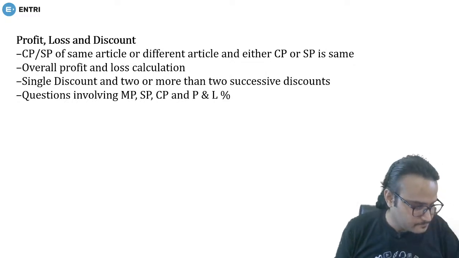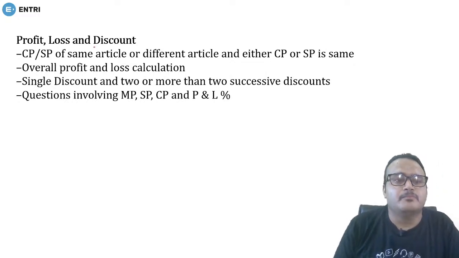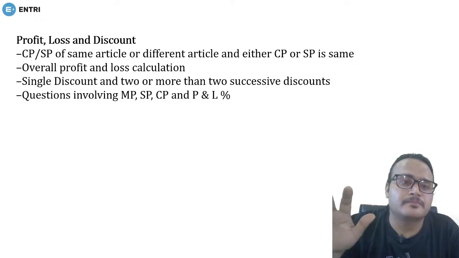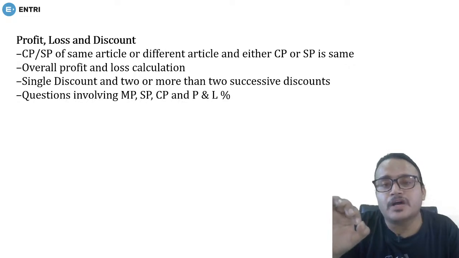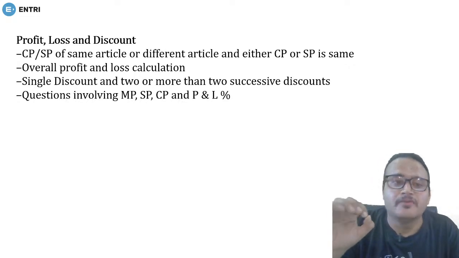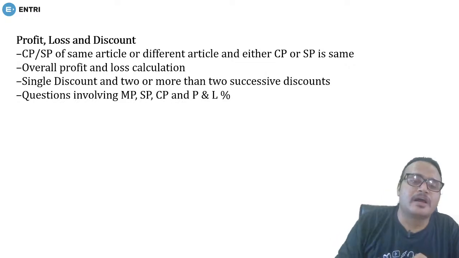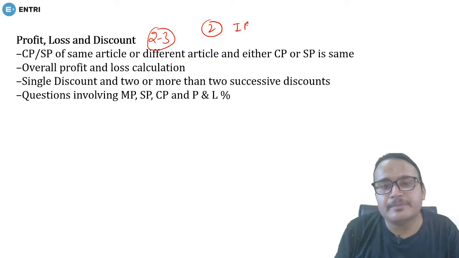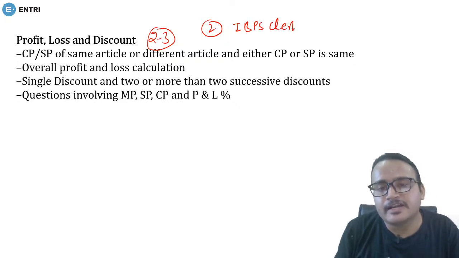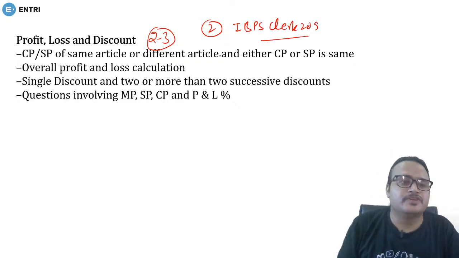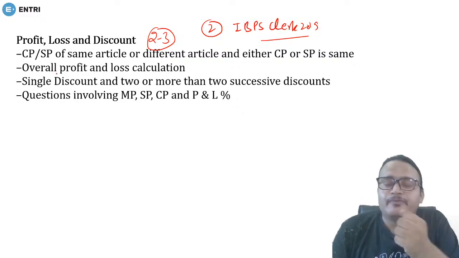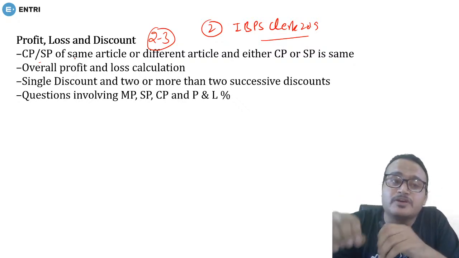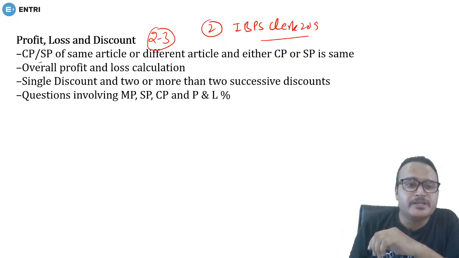Okay, guys. So this is the most important topic for IBPS Clerk. I always say that profit, loss and discount is such a topic from which 2 to 3 questions are expected in the examination. So 2 questions were there in the IBPS Clerk 2019, guys. So what type of questions are there in the examination? CP and SP of the same article or different articles. This question has always been in trend.